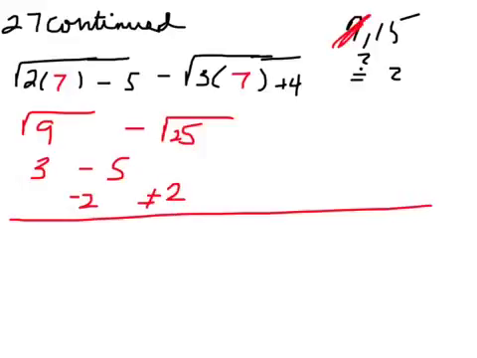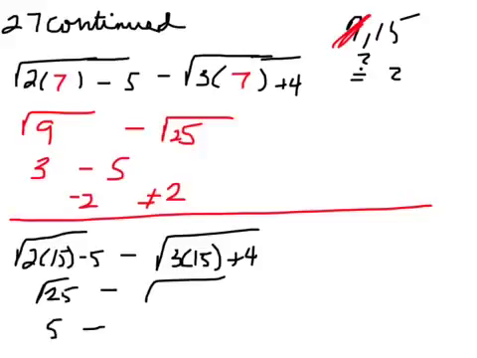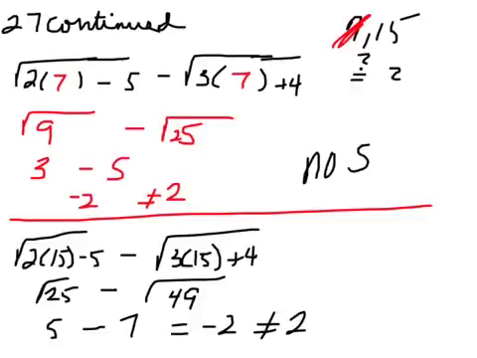Let's check out our 15. Square root of 2 times 15 minus 5 minus the square root of 3 times 15 plus 4. Let's see what that's equal to. 30 minus 5 is 25. Square root of 25 is 5. Okay. Over here, 45 plus 4 is 49, and the square root of 49 is 7. I get 5 minus 7 is negative 2. That's also not equal to 2. So guess what? We went through all that work, and there are no solutions.